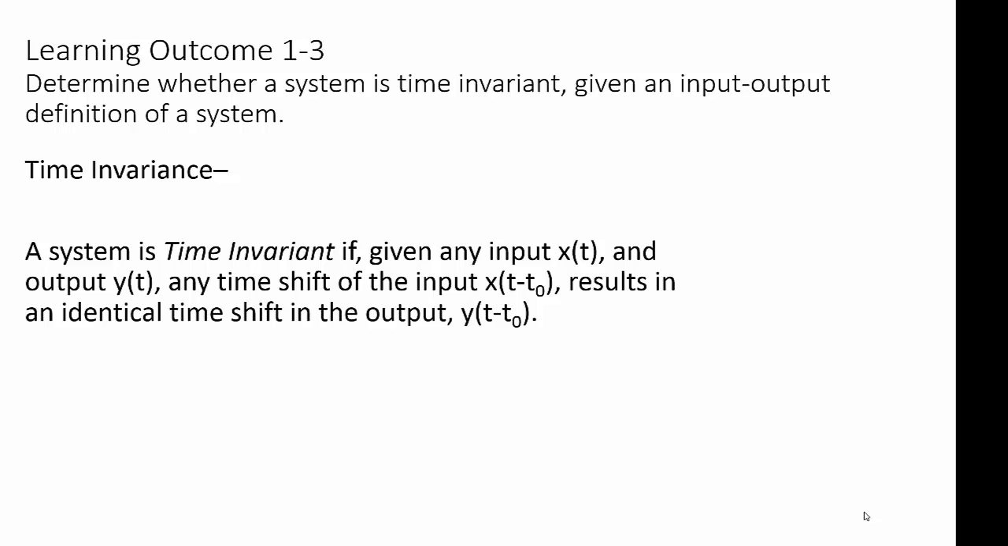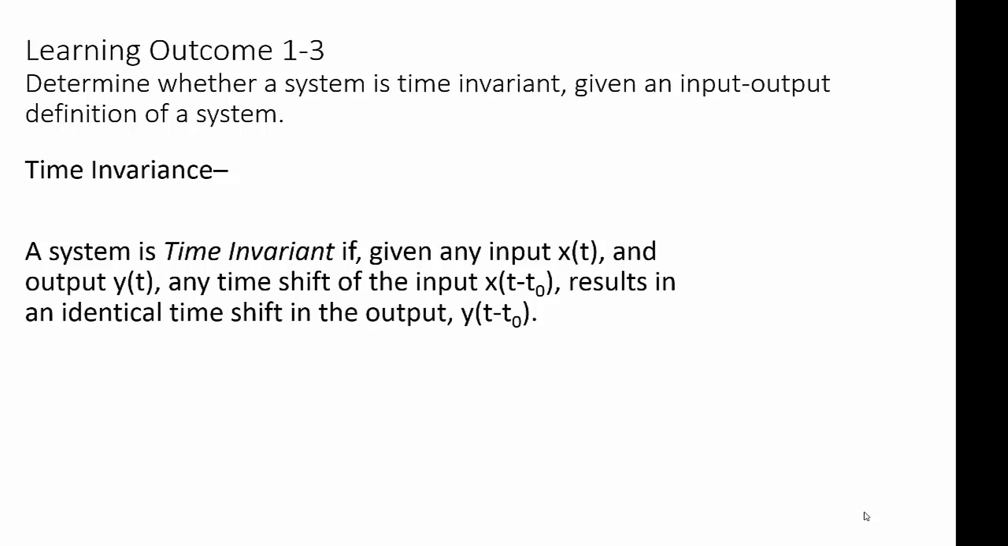The definition of time invariance is: a system is time invariant if, given any input x of t and output y of t, any time shift of the input, x of t minus t naught, results in an identical time shift of the output, y of t minus t naught.